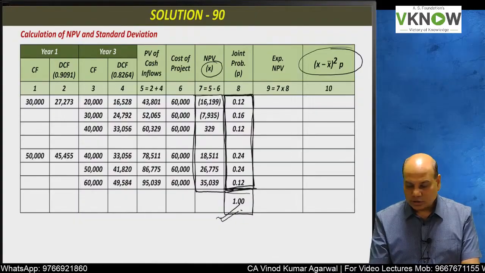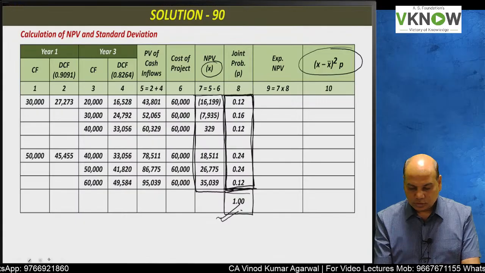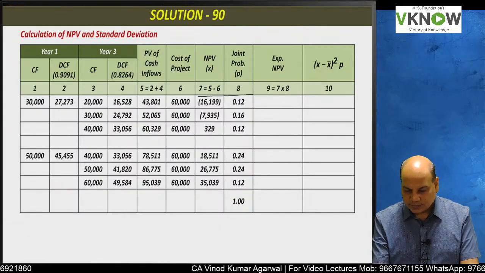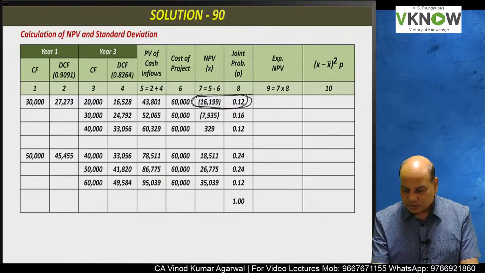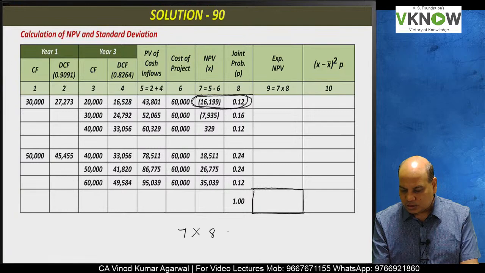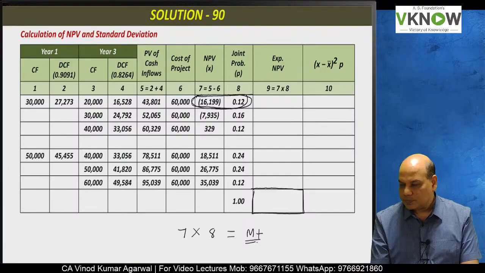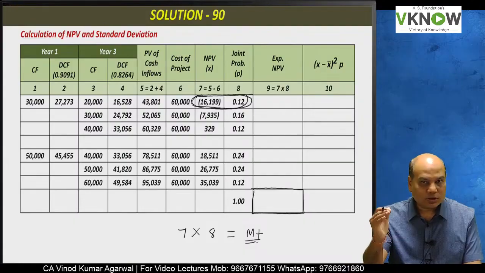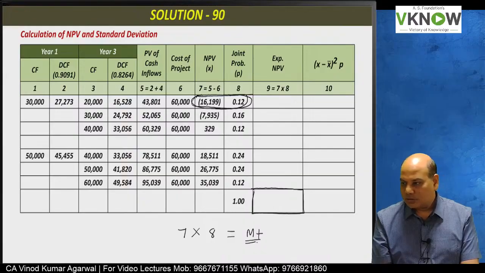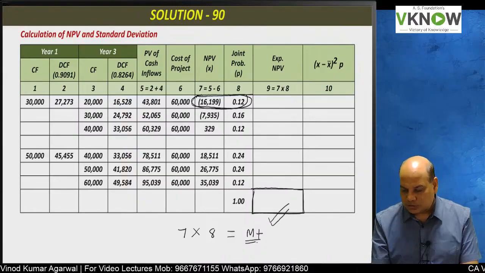Can we go to the next column now? How do you get the next column? Please multiply NPV and joint probability. I will require a total here. So you are going to multiply column 7 into 8, use memory plus function also. Use memory plus function to save time in taking totals. Right? Do it yourself and give me the total.